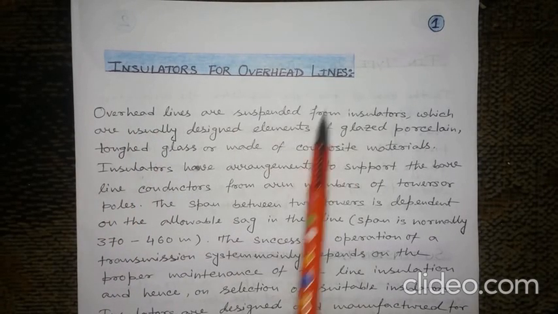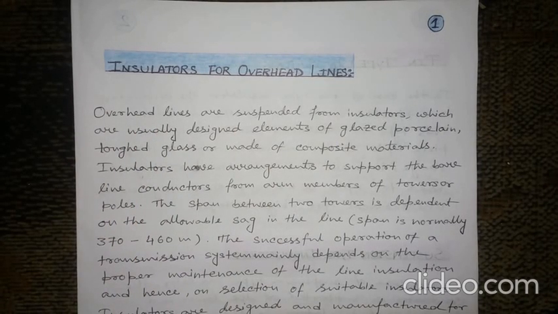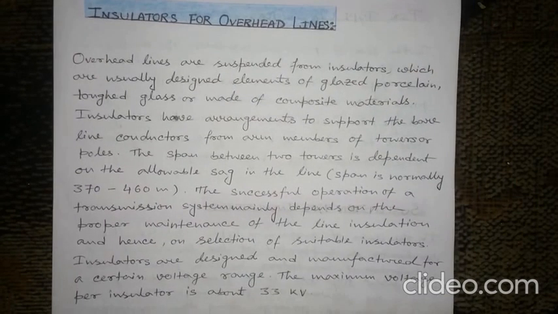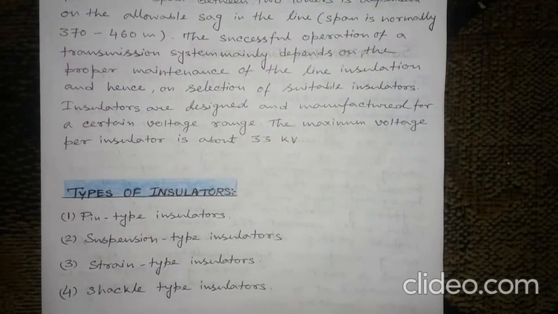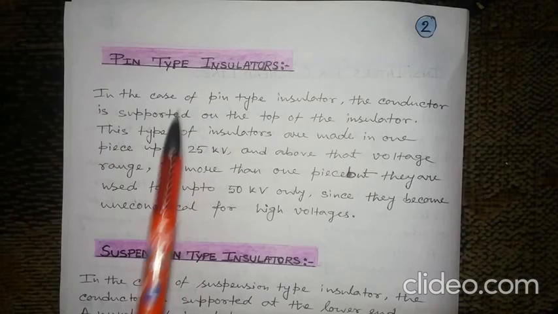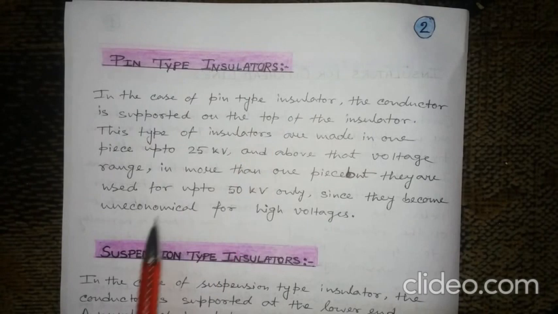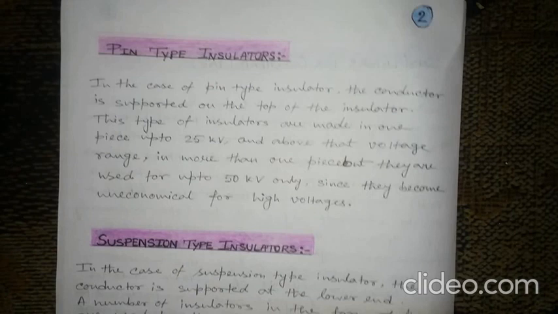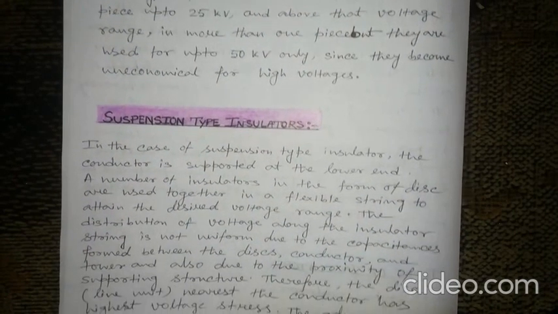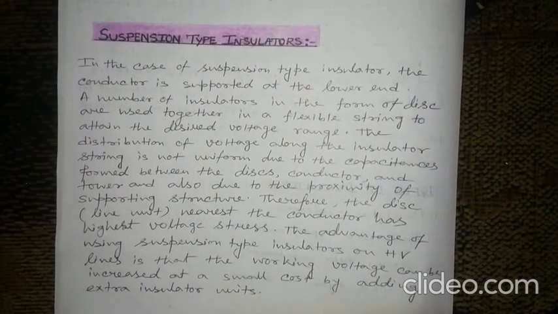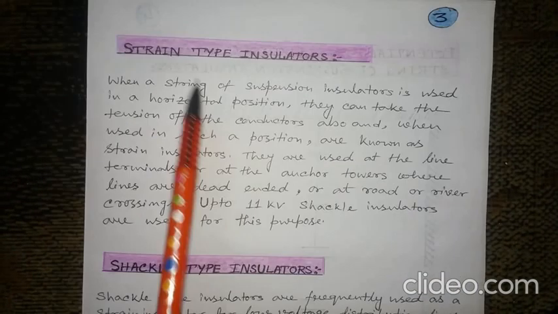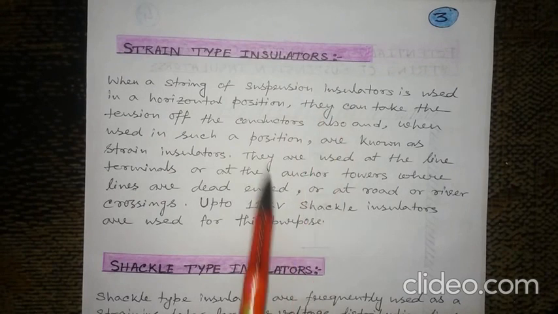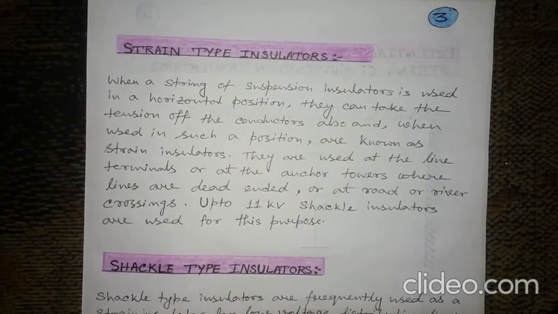Insulators for overhead lines. Then types of insulators. This is the pin type insulator. This is the suspension type insulator. This is the strain type insulator, and this is the shackle type insulator.